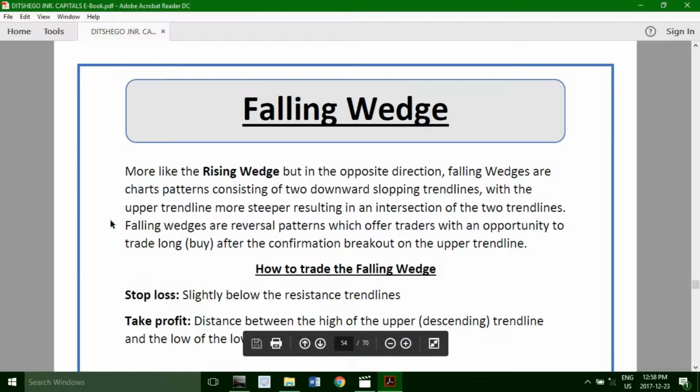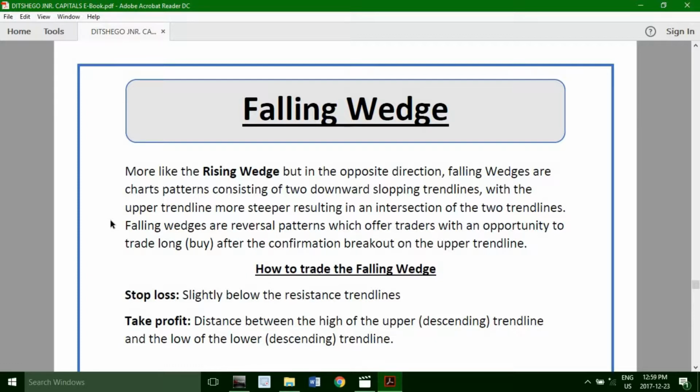It says falling wedge, more like the rising wedge, but in the opposite direction. Falling wedges are chart patterns consisting of two downward sloping trend lines, with the upper trend line steeper, resulting in an intersection of the two trend lines. Falling wedges are reversal patterns which offer traders an opportunity to trade long, or what we can call buying, after the confirmation breakout on the upper trend line.